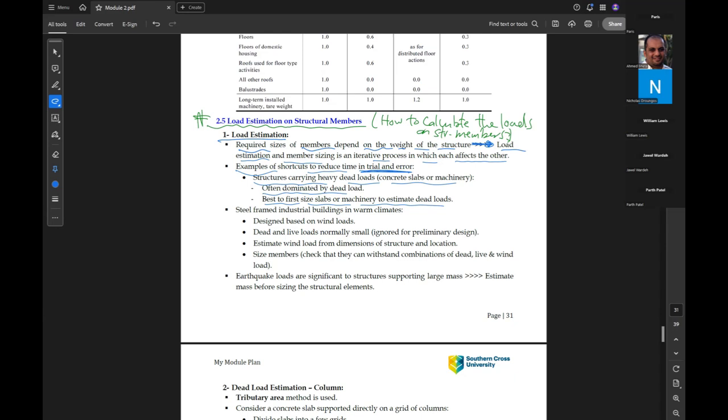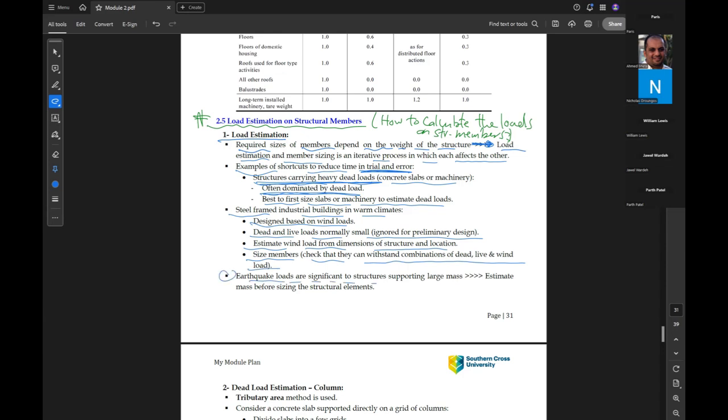So in some structures, we have dead load dominate. In tall or high structures, lateral loads or wind load dominate. Steel framed industrial buildings in warm climates are designed based on wind load. Dead load and live load are normally small. Ignore them for preliminary design. Estimate wind load from the dimensions of the structure and location. Size members. Check that they can withstand the combination of dead load and wind load.